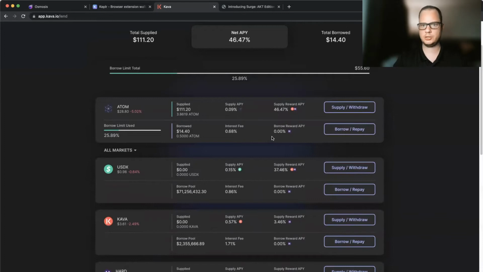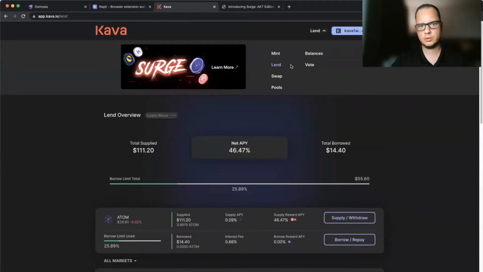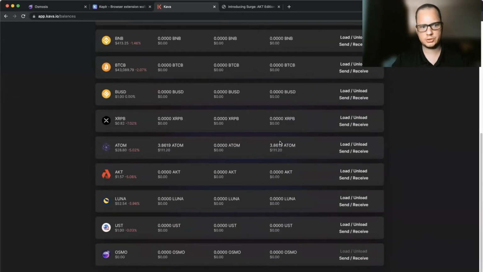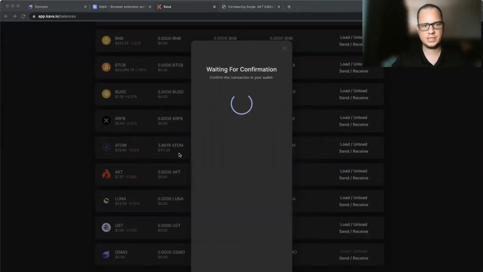So today, the first thing we need to do is bring our ATOM over here. So we're going to click on balances and scroll down. You can see they already have Akash added for the event that's going to go live on February 25th, but they have ATOM here. So we basically want to load our ATOM onto the KAVA platform from the Keplr wallet. Okay, I'm just going to bring one ATOM over here, or 1.2 is fine, just because we want to leave gas in the Keplr wallet.